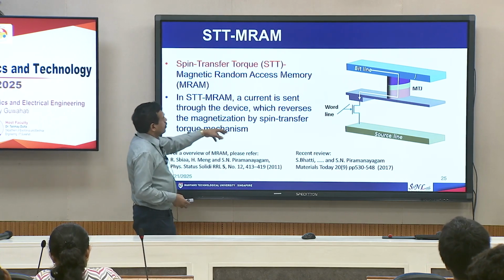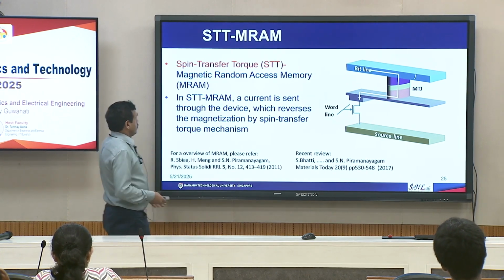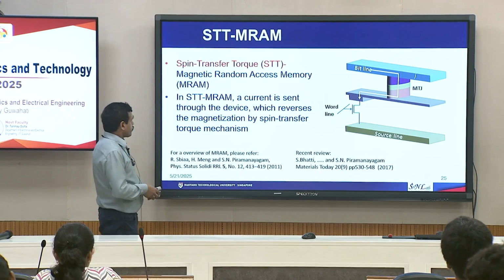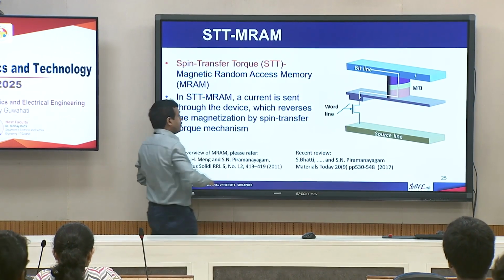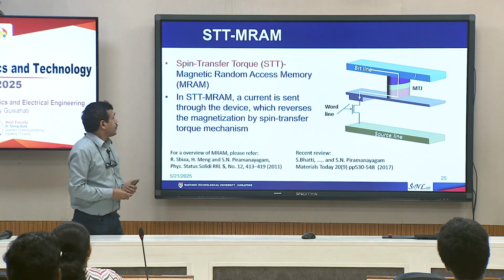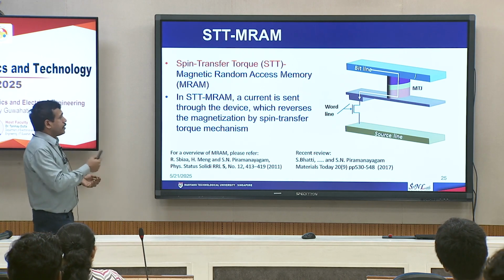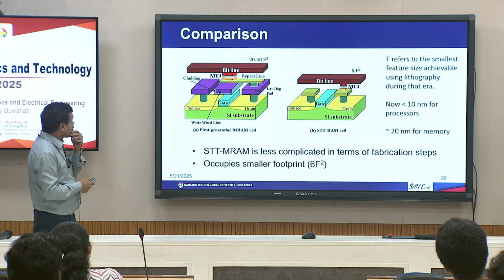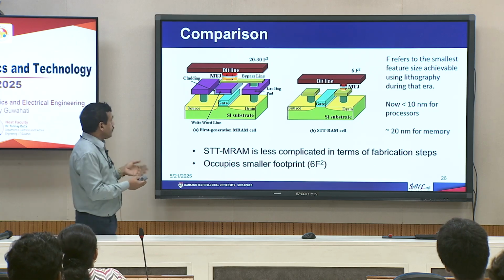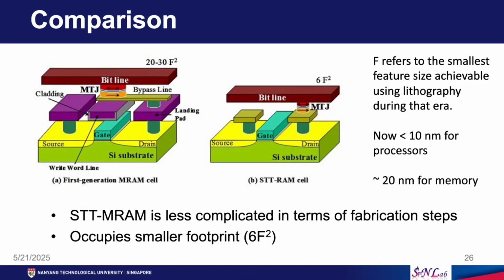The magnetization of this particular free layer will reverse by something called a spin transfer torque mechanism. We will learn what spin transfer torque is and how it works in the next few minutes. Before we go on to understand what STT MRAM is, here I want to say why STT MRAM is better than the magnetic field based MRAM.